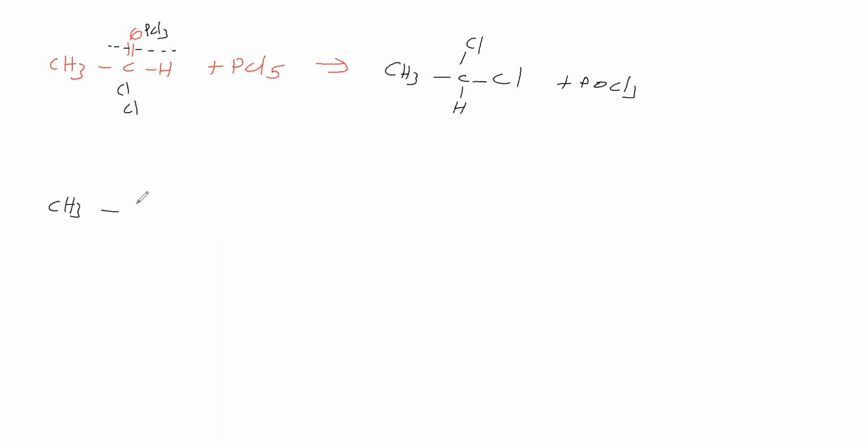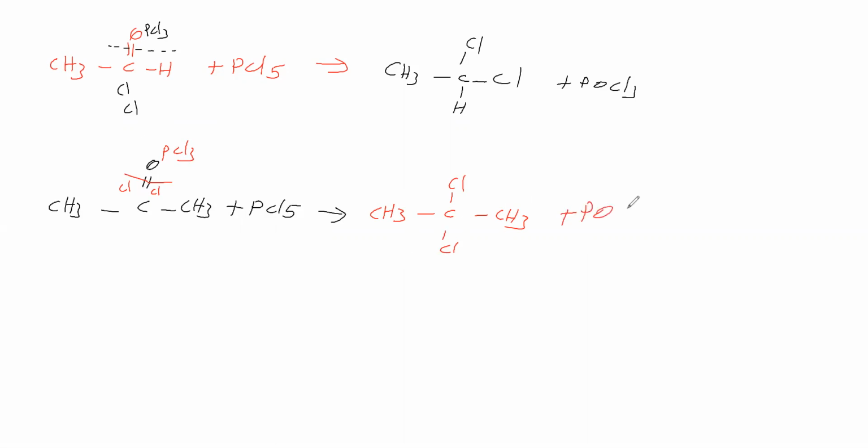Now we will take acetone. We are taking acetone with PCl5. What is the product? Here one bond will break, one Cl will be given; another bond will break, another Cl. For oxygen, you give PCl3. So what we are getting is CH3, CCl2, CH3. This carbon has two chlorines because two bonds are breaking, therefore it is a gem dihalide. PCl3 takes oxygen and becomes POCl3.